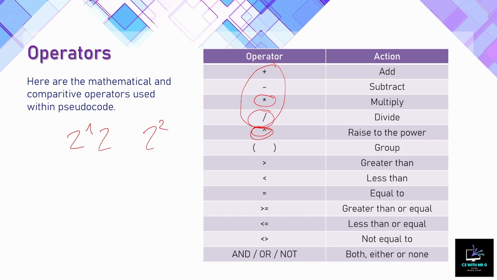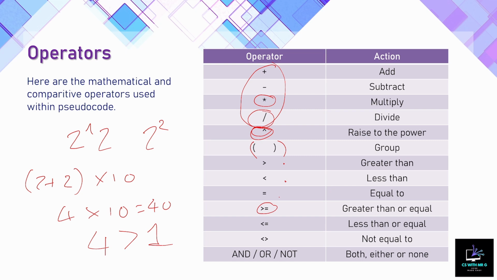And brackets or a group is the same as brackets in maths. So 2 plus 2 times 10 would be 4 times 10, which equals 40. So that's not too difficult to understand. Greater than, less than, equal to. You should be familiar with them. So you should know that 4 is more than 1, for example. Or you can combine it with the equal sign to say it's greater than or equal to.